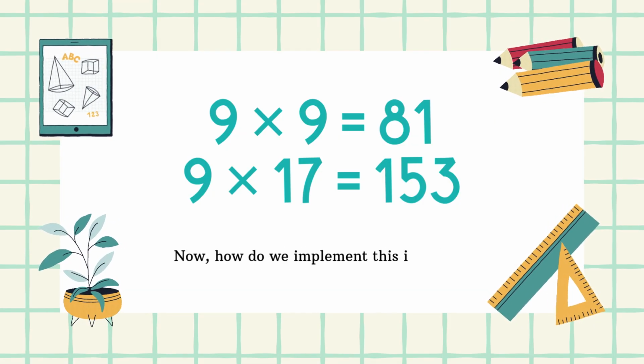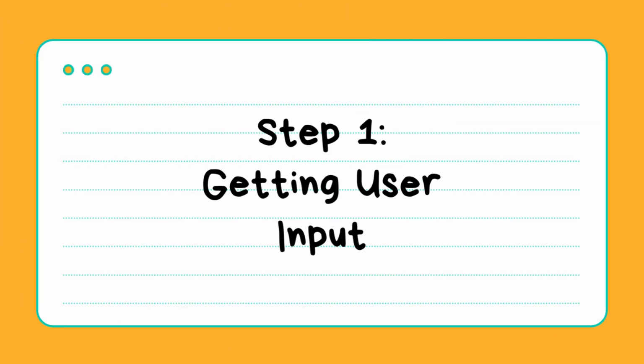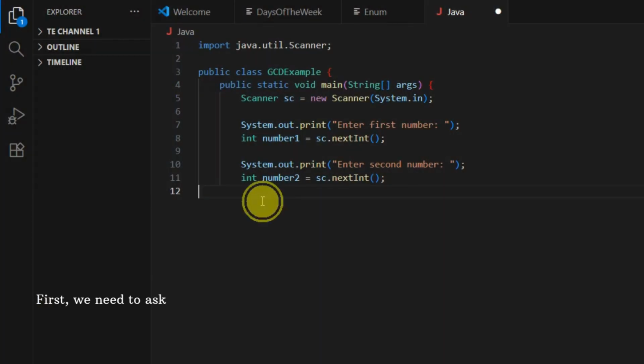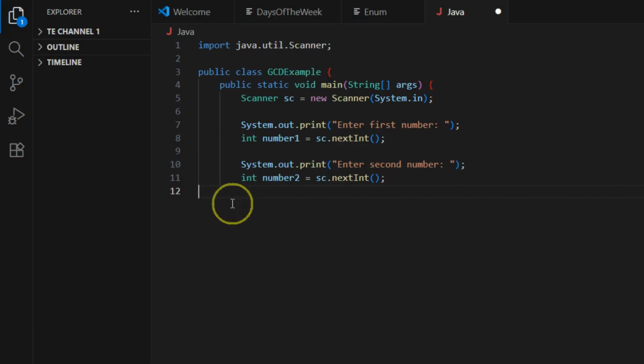Now, how do we implement this in Java? Let's break it down step by step. Step 1. Getting user input. First, we need to ask the user to provide two numbers. We'll use the Scanner class for this. Here's the code. Import java.util.Scanner, public class GCDExample, public static void main(String[] args).